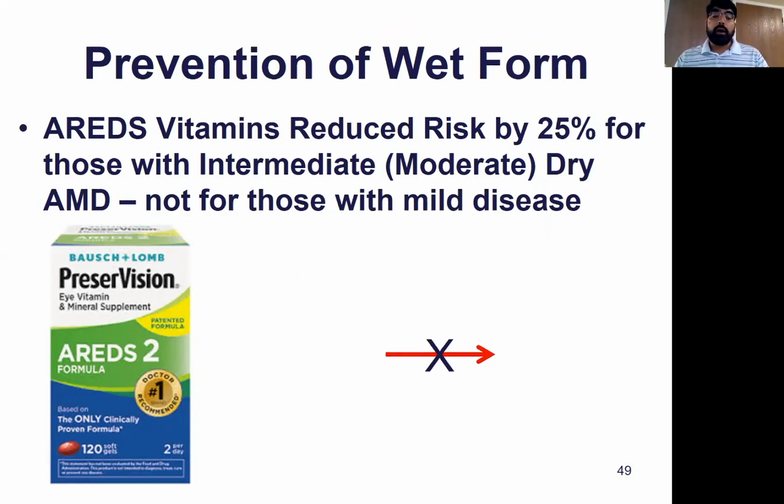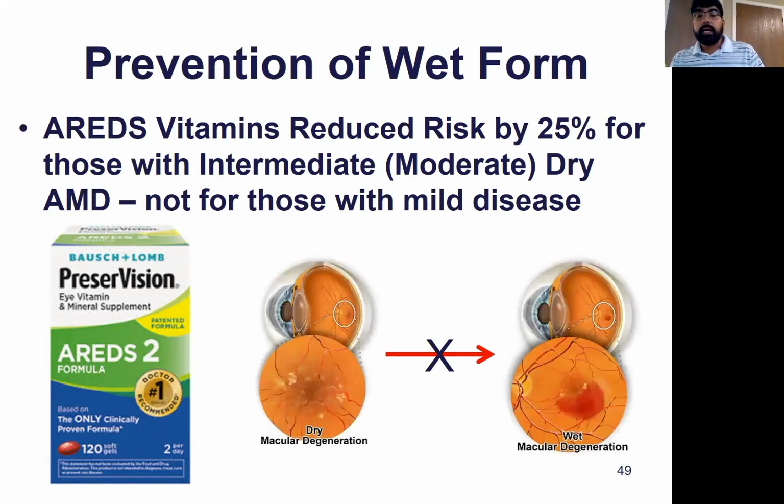Now, the caution with this is that although you're trying to prevent going from dry to wet, the beta carotene in the original AREDS formula did show association with higher rates of cancers, and lung cancer in those who smoked. So it's important that, if you're a smoker, you don't take the beta carotene component, and you stick with the lutein zeaxanthin component. That's in AREDS2. AREDS2 doesn't have the beta carotene anymore. And so AREDS2 is probably the best bet for you, because that lutein zeaxanthin is very important.